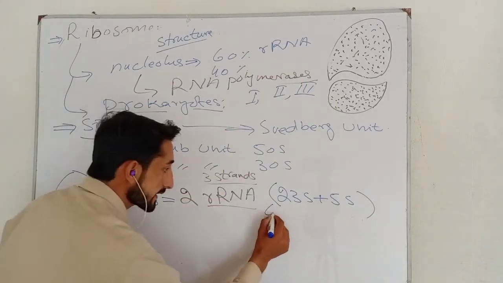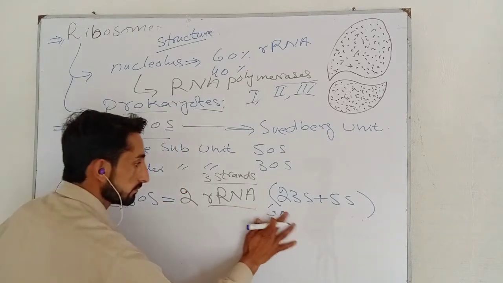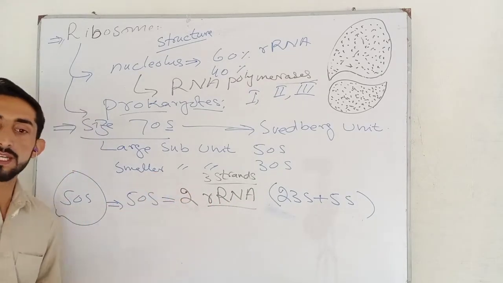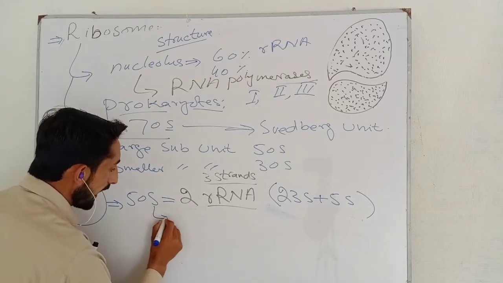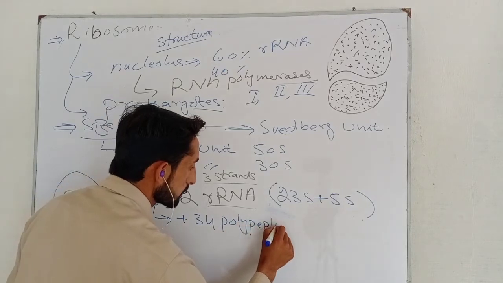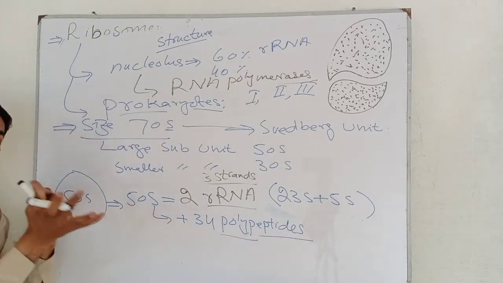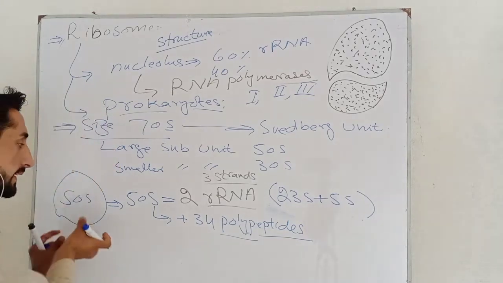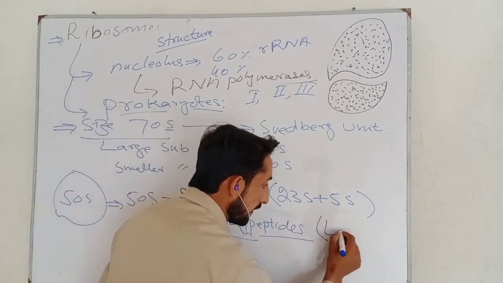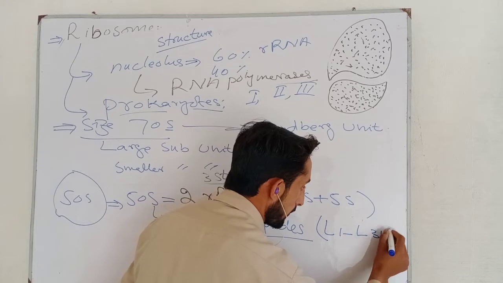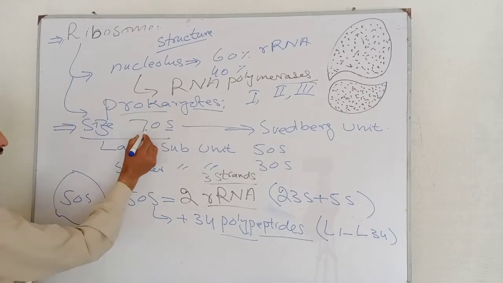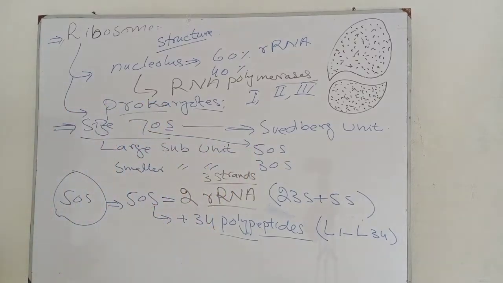And the protein is 60%. Sorry, this is the ribosomal protein, and in this 50S there are 34 polypeptides. The 34 polypeptide chains take place in the manufacture of the largest subunit of this prokaryote, L1 to L34. L1 to L34. This is the largest subunit of the prokaryotic ribosome.